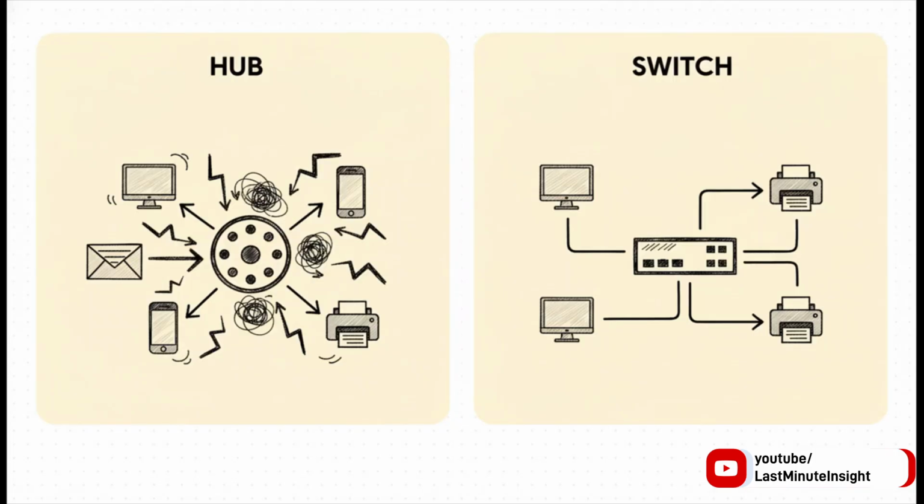Okay, now here's where things get really interesting. How we sort this local mail. You know, back in the early days, networks used a thing called a hub, and it was basically a town crier. It just stood in the middle of the room and shouted every single message to every single device. You can imagine, totally noisy, super inefficient.